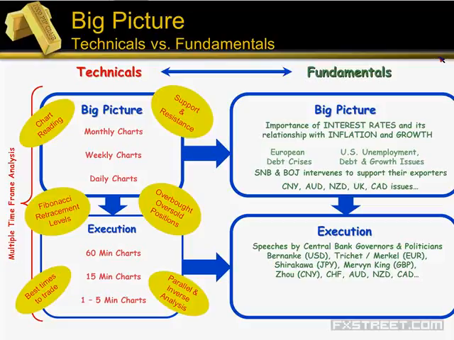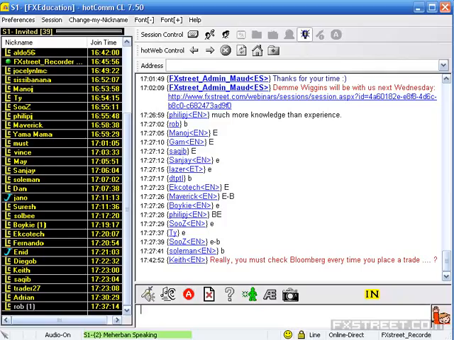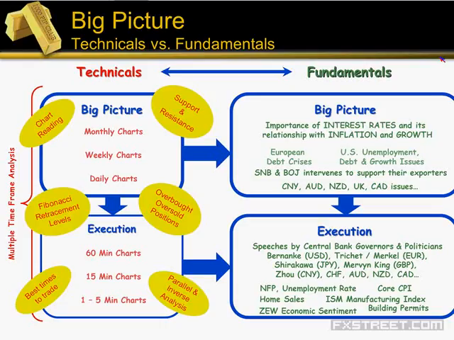So there's a statement here: really, you must check Bloomberg every time you place a trade? Yes, in my opinion, yes. And as I said, as you get good at this, it won't take you too long. So again, having a sense of when the NFP is and the unemployment rate, all that stuff I just mentioned. These calendar events essentially are what I would call execution, right?